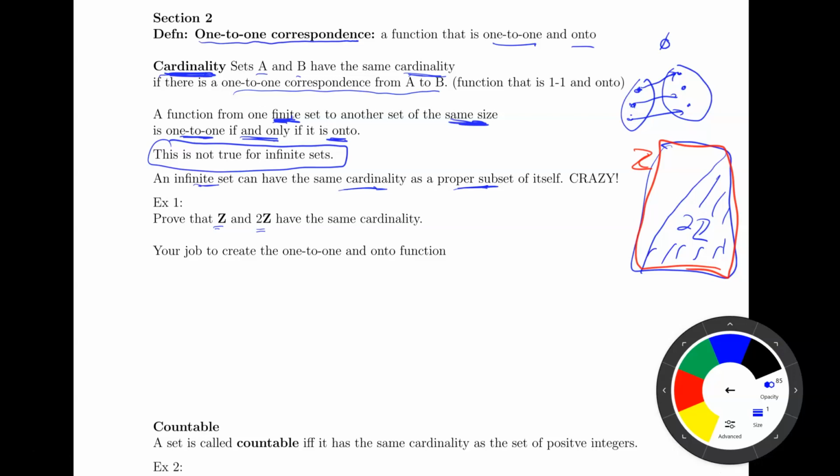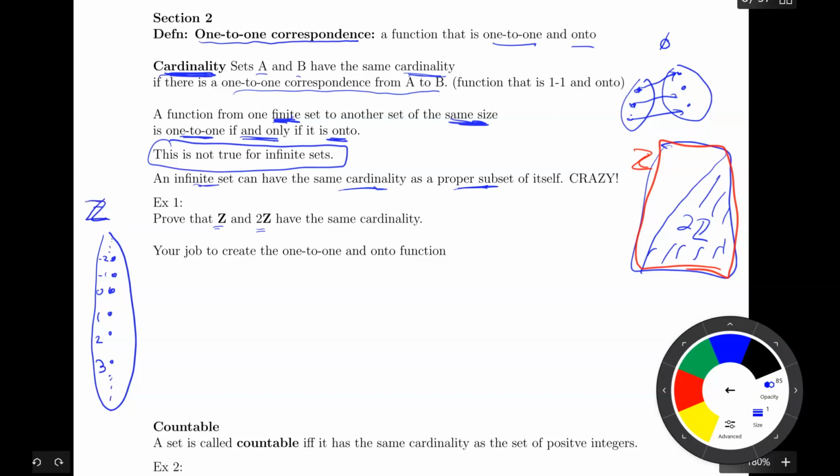Okay, so let's see what we're going to do. I'm going to start by drawing. Let me just make some dots here: -2, -1, 0, 1, 2. It keeps going this way and it keeps going this way, because that's the integers. Now I'm going to draw the even integers. The even integers would be like -2, 0, 2, 4, and they keep going this way and this way.